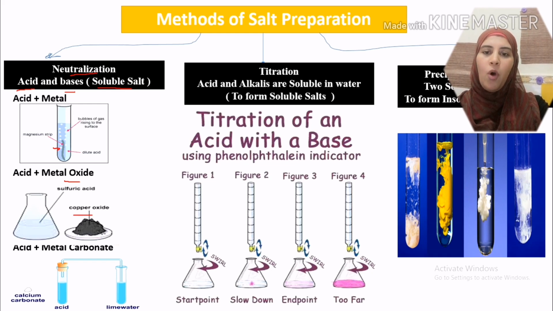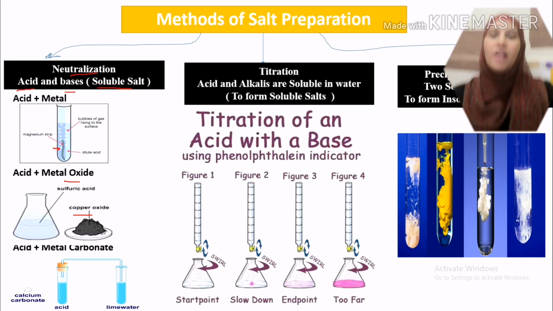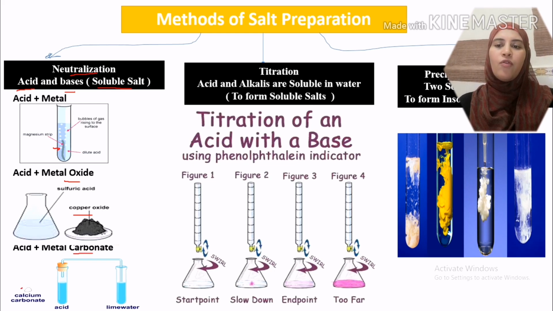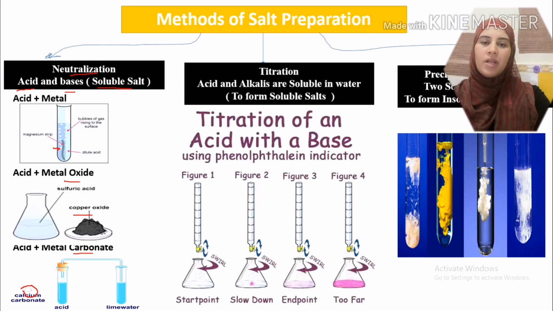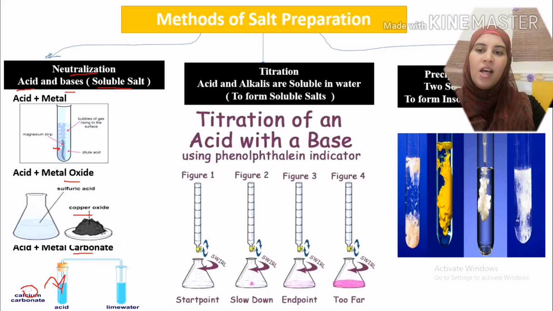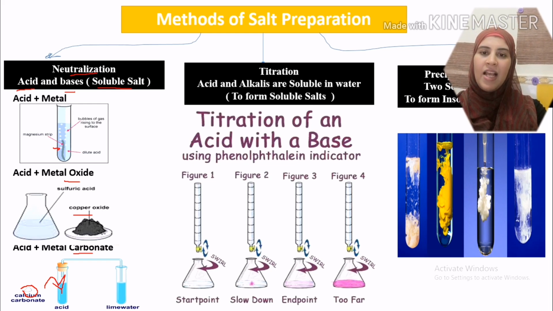And the last type of reaction, we will react a metal carbonate, for example we will add a piece of calcium carbonate to our acid. The reaction will form salt plus water plus carbon dioxide. Carbon dioxide we can detect by using lime water. Lime water will turn cloudy after the reaction.